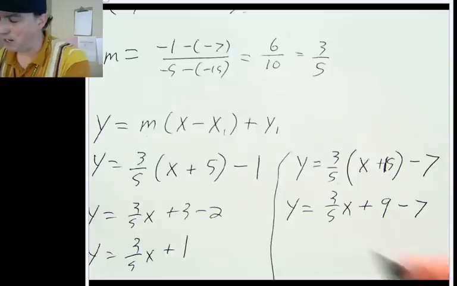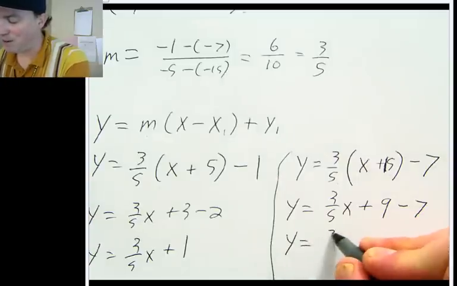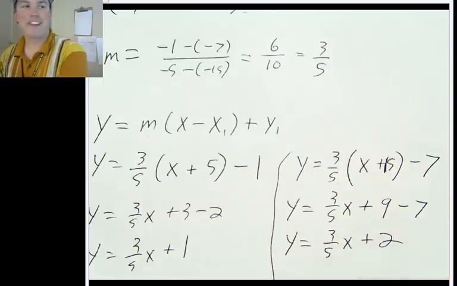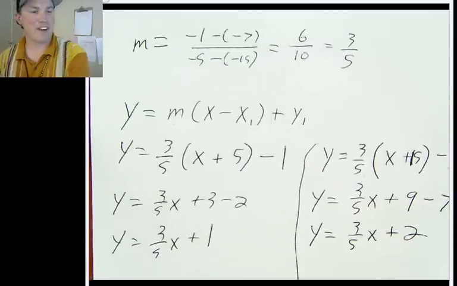Elliot's made a mistake here because he's not getting the exact same equation. I get 3/5x plus 2. The equations aren't the same. I'm kind of embarrassed right now. What went wrong?